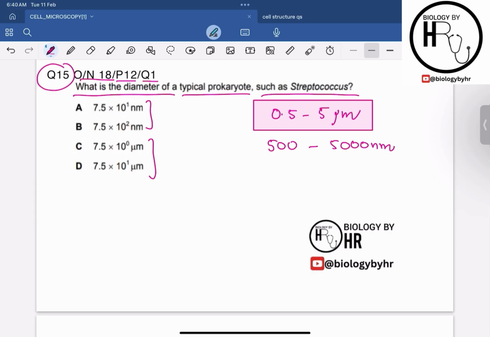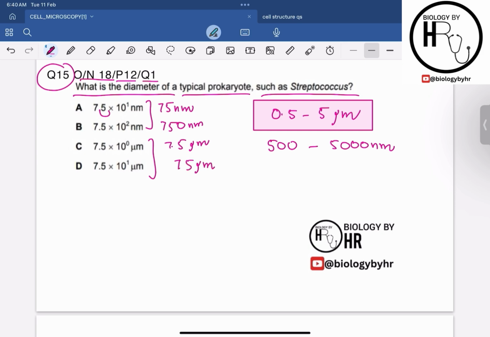This is the range of a typical prokaryote, an estimated range. Now we have to judge by estimation what could be the diameter of a typical prokaryote. If I say 7.5 into 10 raised to the power 1 nanometer, that would be 75. The point will move over here, and then it would be 750 nanometers, it would be 75 nanometers, it would be 7.5 micrometers, and it would be 75 micrometers, right?